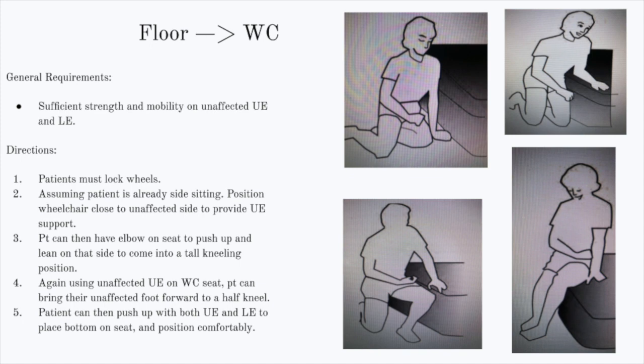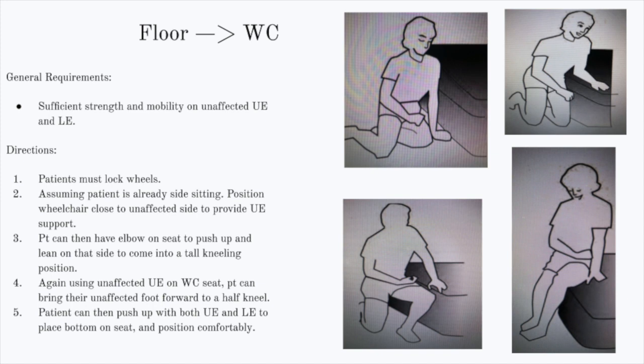We want to be sure that our patient knows that if they do fall, to take a second to make sure they did not get injured before anyone assists or they go to get up. If they are okay, they can get themselves into a side sitting position, then lock both wheels on their wheelchair and position it so it's close to their unaffected side, like the top left picture.